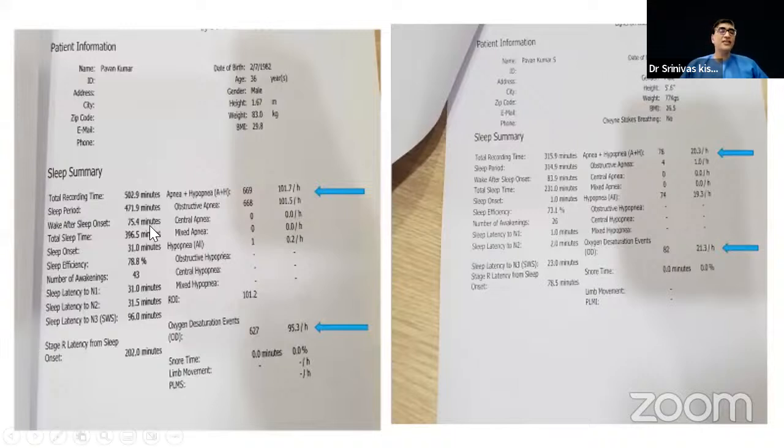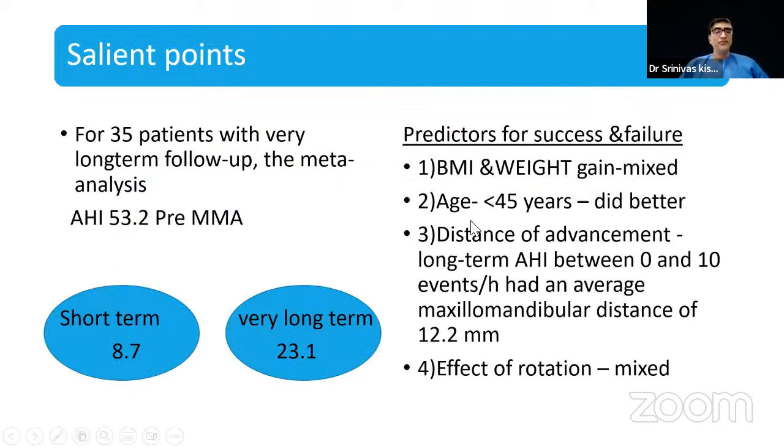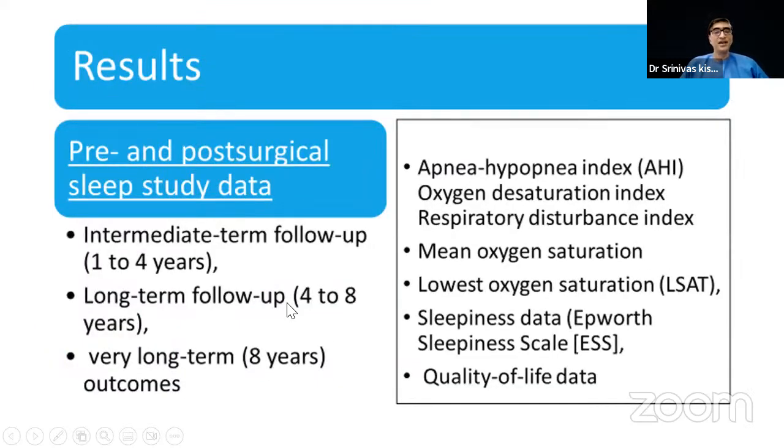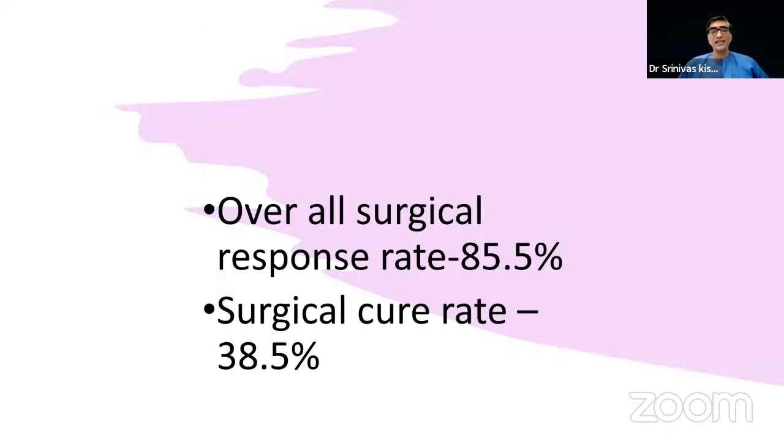And you want any kind of success rate. Look at this AHI. From 100, it has come to 20. Obstructive apneas, 100 to 1. Absolutely thrilling procedures. And if you really look at the long-term results of maxillomandibular advancement, short-term is almost 4 to 8 years, and very long-term is beyond 8 years. You look at the AHI, 8 and 23. Phenomenal success rates. An overall response rate of 85% and a surgical cure rate, that means an AHI of less than 1 for an adult. Pretty good success rates.